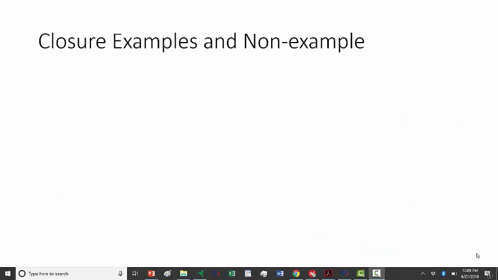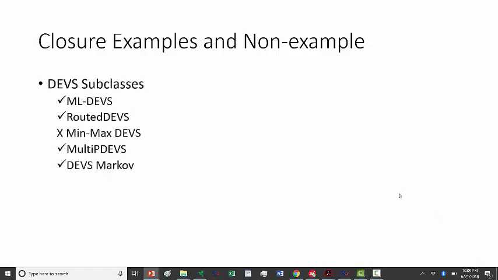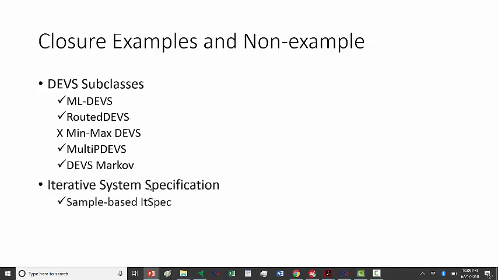We'll look at some examples of closure and decoupling and a non-example as well. We'll talk about some subclasses called ML DEVS, routing DEVS, multi-P-DEVS, DEVS Markov, and a non-example which is the min-max DEVS. And extending the concept to iterative system specification in general, for example, sample-based iterative specification.